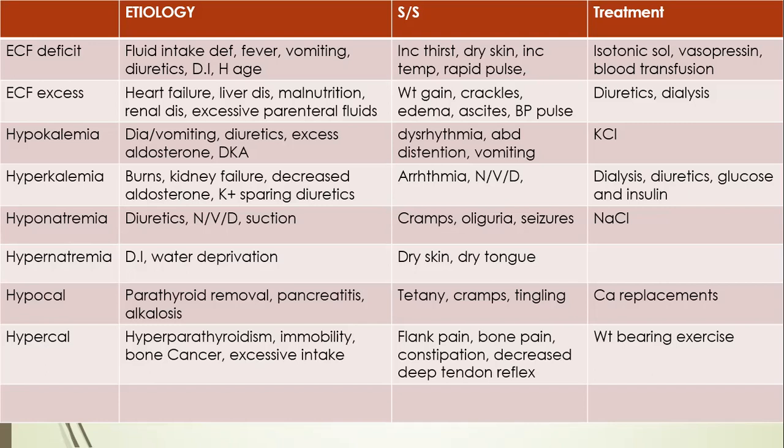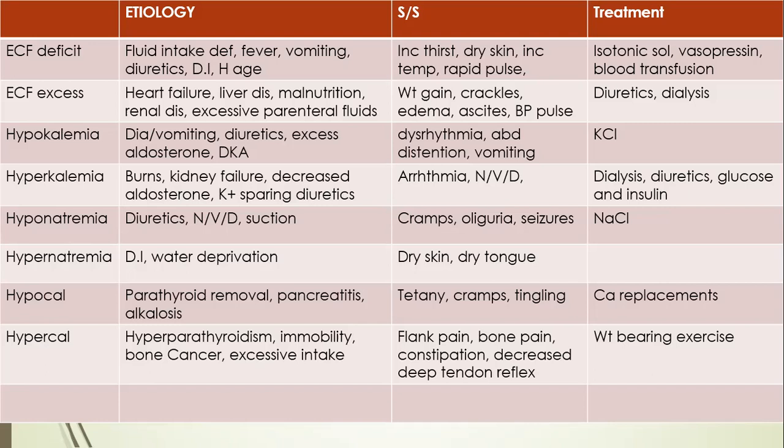You know that both hypokalemia as well as hyperkalemia will lead to arrhythmias. In case of hypokalemia, it will cause abdominal distension, whereas hyperkalemia won't cause any abdominal distension. But nausea and vomiting are classical in hypokalemia as well as hyperkalemia.